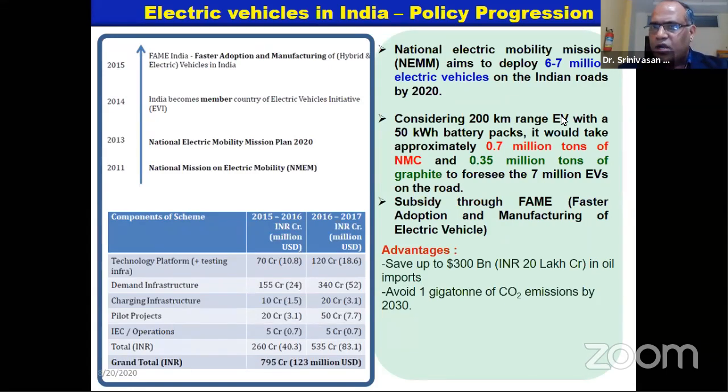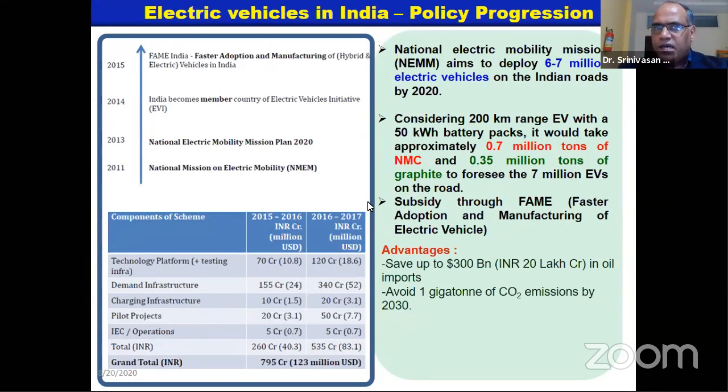Considering a 200 kilometer range UV with a 50 kilowatt hour battery pack, it would take approximately 0.7 million tons of NMC and 0.35 million tons of graphite to meet this 6 to 7 million electric vehicle target. If you want to fabricate the batteries for these 6 to 7 million electric vehicles, this is the material requirement. Million tons of cathode and million tons of anode are required to meet the requirement.